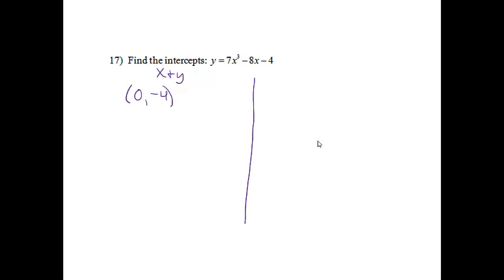Okay, now I get to get my calculator out and graph it. When I graph it, I'm going to get something that looks like that. Actually, that should hit down a little bit farther. So this was my y-intercept, which I already found.